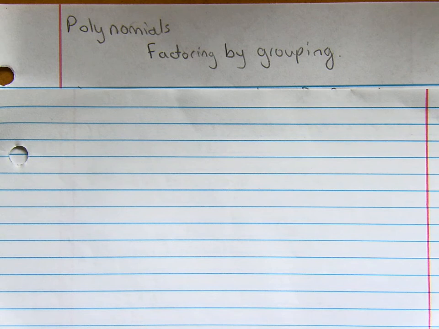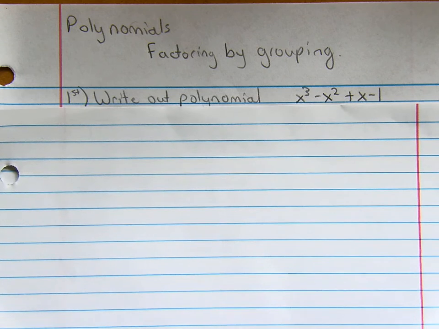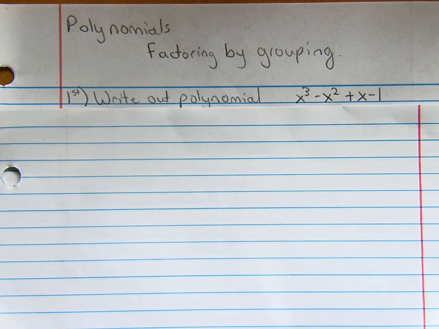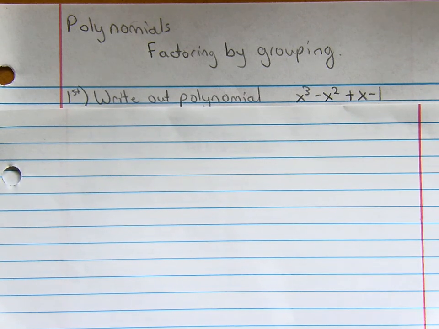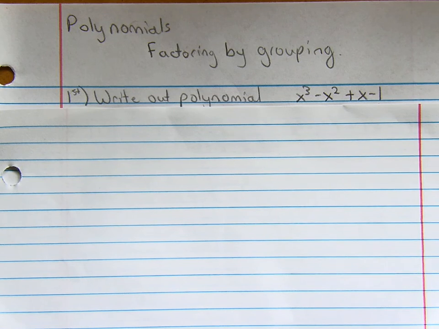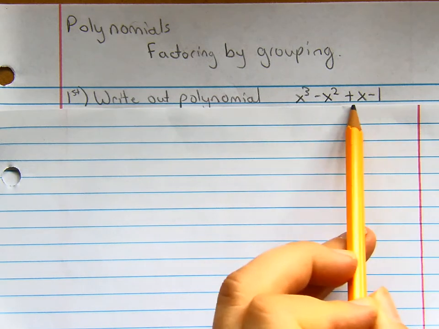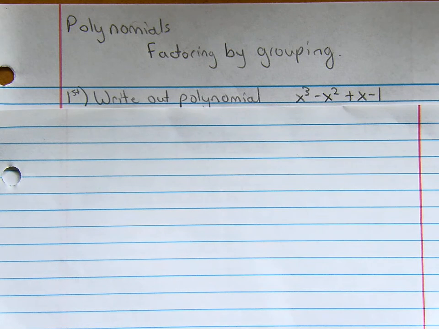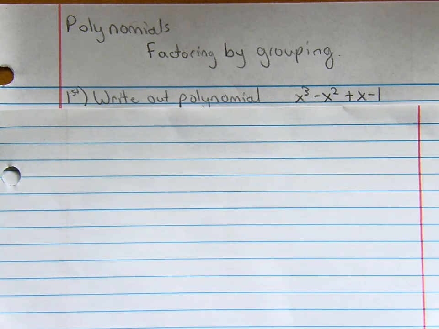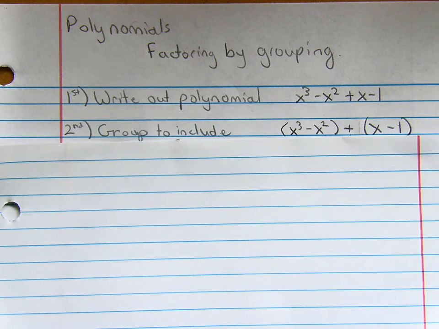So we have polynomials factoring by grouping notes. So let's look at our first step. First step is to write out the polynomial. If you need to, you can write it in descending order, or you can rearrange your terms so that you have at least a common factor between what will become our groups. That is something you can do if need be: rearrange them.